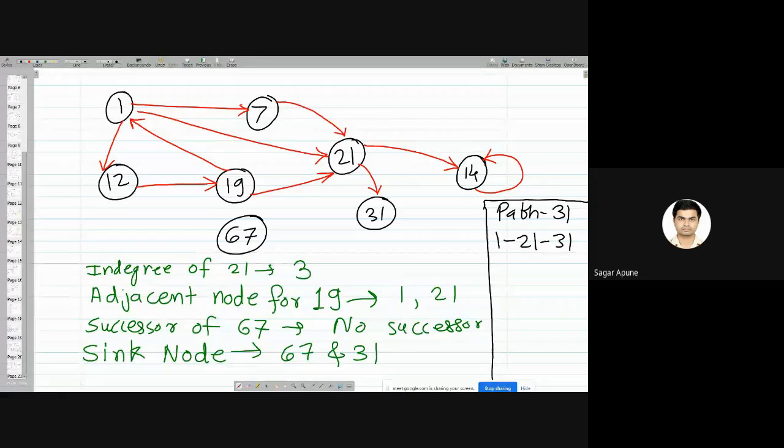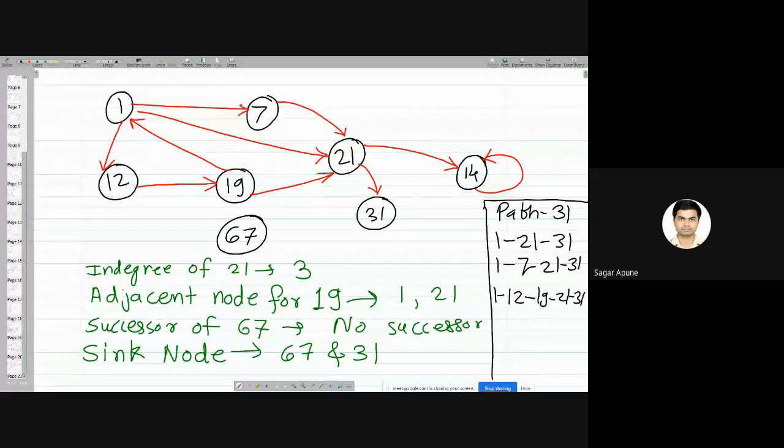Another path? Yes, right. Vinesh posted 1, 7, 21 and 31. Again, another path is there. Rohit posted 1, 12, 19, 21 and 31. So how many paths are there to reach 31? There are 3 paths. Right, 3 paths to reach 31.